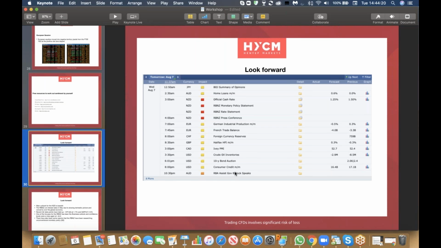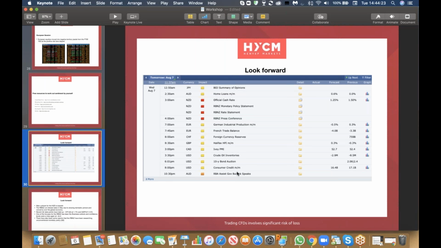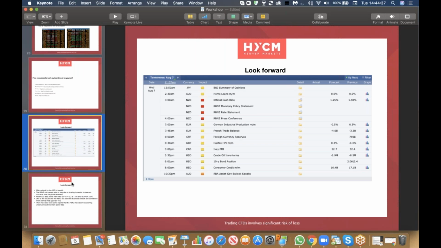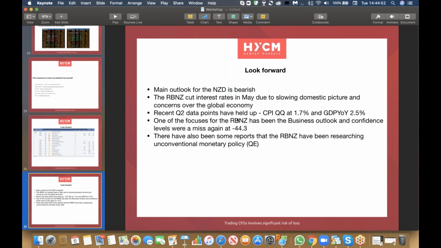Looking forward, what we're looking for is the main event coming up tomorrow, which is the official cash rate for the Reserve Bank of New Zealand. Big event. It's one to hit if you can, because there's potential for trade. This is what I wanted us to look forward to. This will be our special topic for the week. This is where we want to see how the RBNZ decision is going to affect the New Zealand dollar.